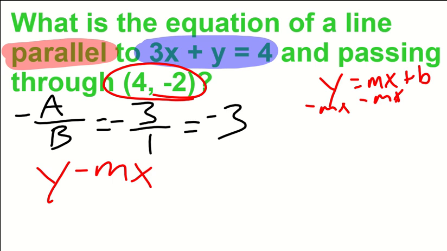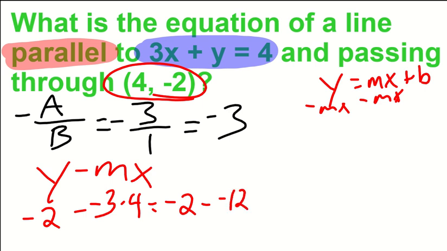So our y value, in this case, is -2, minus m, our slope. That was -3. X value, 4 in this case. We do our multiplication. You've got to make sure you do your multiplication first. So you've got -2 minus -3 times 4, which is -12.